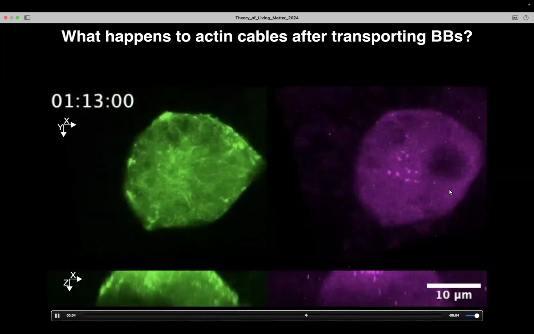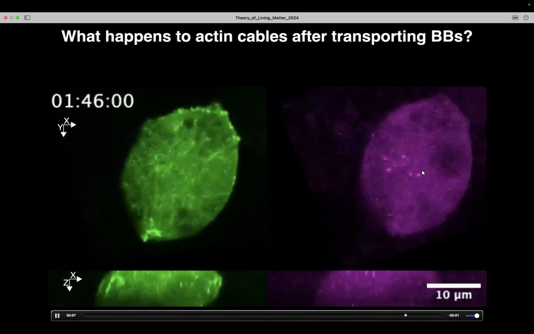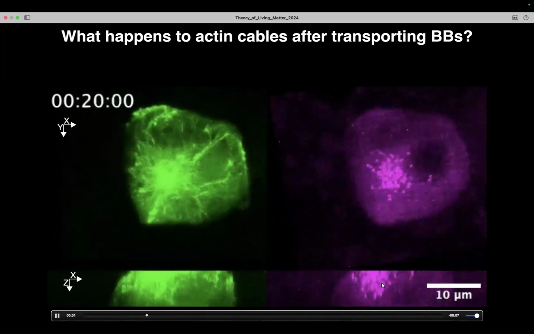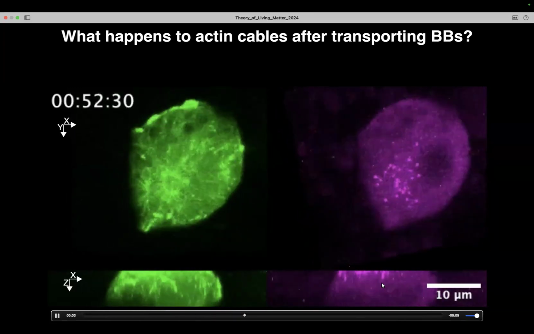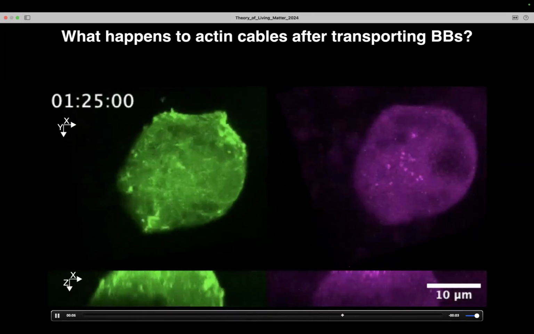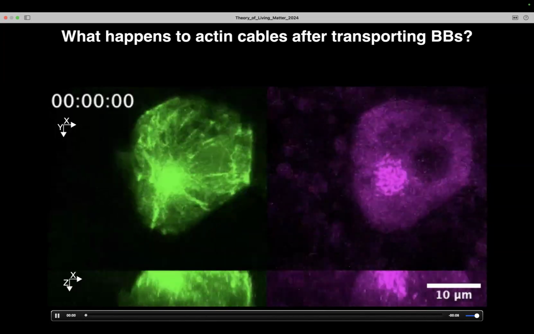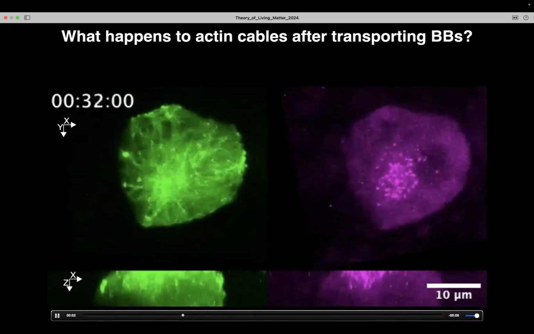And on the right-hand side, again, we can see the maximum projections looking at the basal body signal. You can see here in the Z projection that these basal bodies are moving from the bottom, and they disappear, because this is the position where we removed the apical site of the cell.